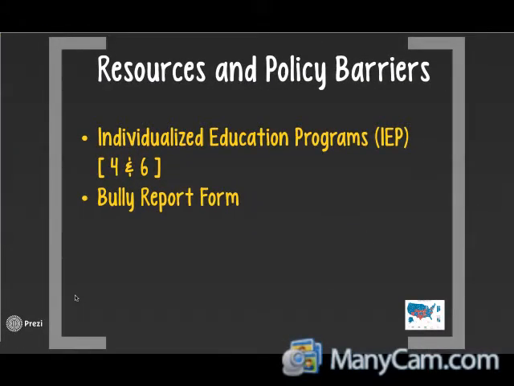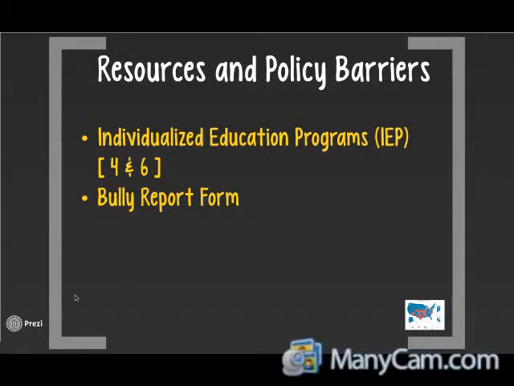Okay. We found a couple resources and policy barriers. Policy barriers basically are the barriers to the policy is that there really is no policy. Bullying and harassment are listed under the same category, and there really is not a universal statewide policy. They kind of leave it up to the school districts to decide what they will do in regards to bullying and harassment. So that's what we want to see change, is that every school district have the same policy on bullying for students with disabilities.